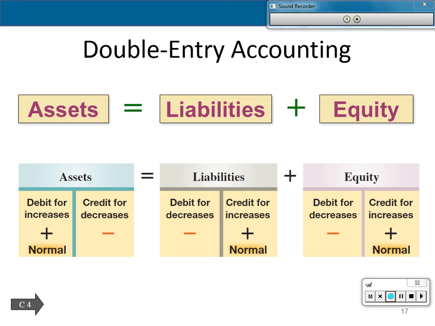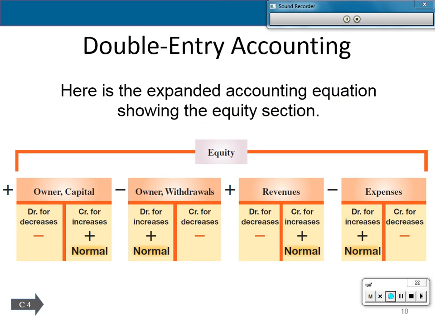What did I just say? Expenses always, expenses always. And what increases on the credit side for equity? Good. There it is right there, right? Everybody sees it? This is in your book, by the way. Normal, normal. Everything else is on the other side.